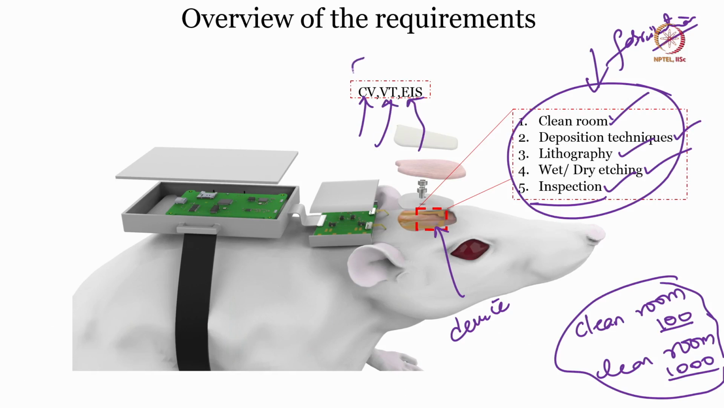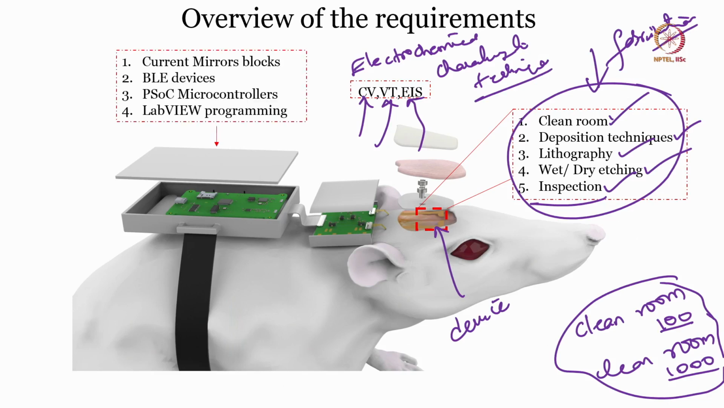This includes cyclic voltammetry, voltage transients, electrochemical impedance spectroscopy, which we have discussed briefly. These are electrochemical characterization techniques. We have discussed already why this is so important to do. Next, once this is done, these are the real electronics circuit.